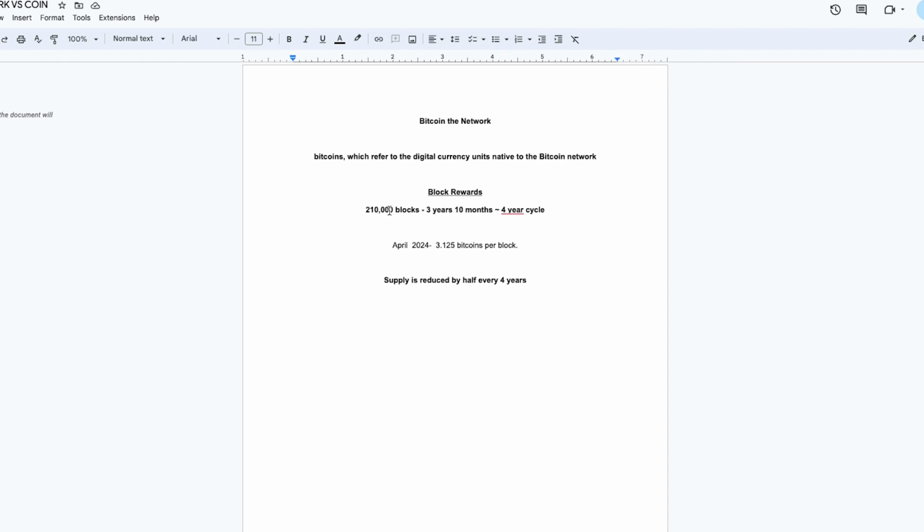So every 210,000 blocks that are mined, roughly 3 years, 10 months, we round up to a 4-year cycle. Every 210,000 blocks, the supply is reduced by half, which turns out to be every 4 years. Last halving, April 2024, 3.125 Bitcoins per block. That was down from 6.25 Bitcoins per block.